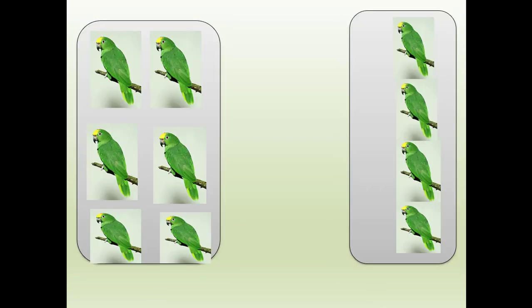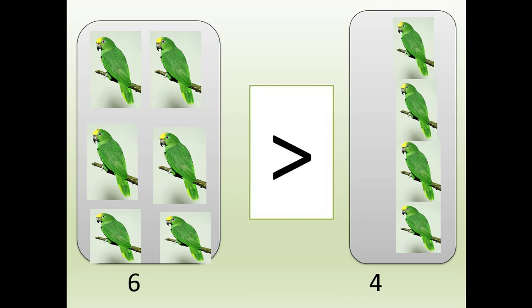Whoa, there are so many beautiful birds, right? First group has how many birds? Let's start counting. 1, 2, 3, 4, 5, 6. 6 birds. And second group, 4 birds. So the sign is greater than because 6 is more than the second number.